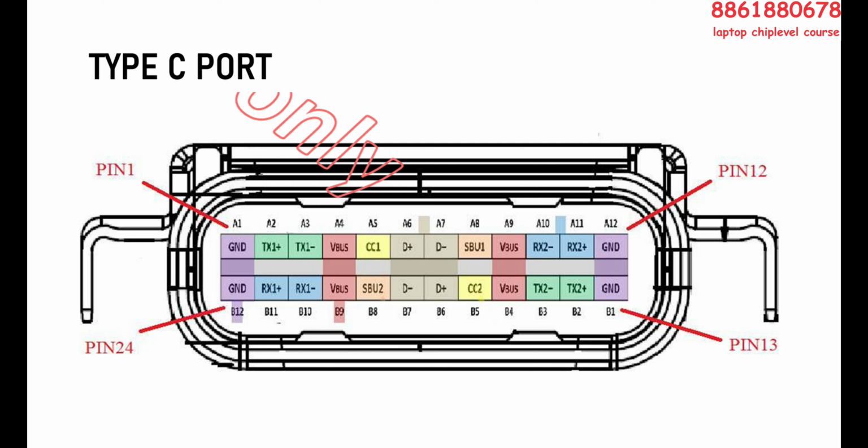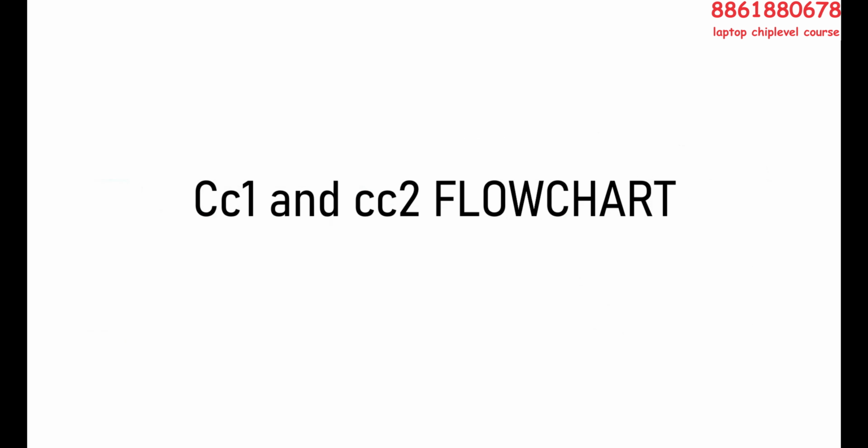Now let us start. I already told you, A1 to A12 is the normal side and B1 to B12 is the reverse side. The main thing depends on communication channel 1 or communication channel 2. Data will flow in only one channel. Okay, keep it in your mind. Once again I am repeating, only through the communication channel will data flow to the PDIC. How? Let us check. See, CC1 and CC2 flowchart.